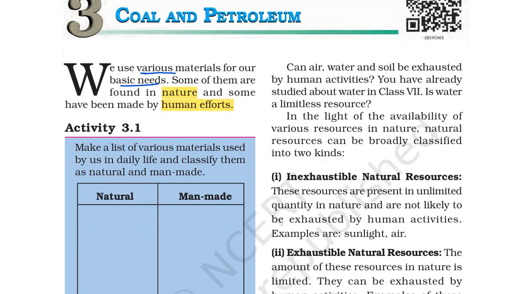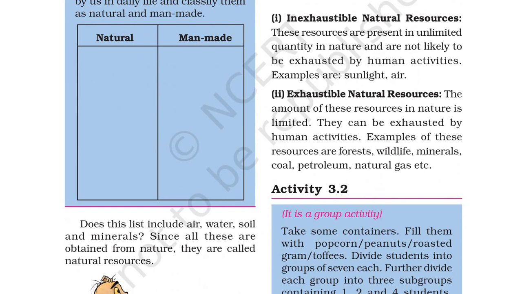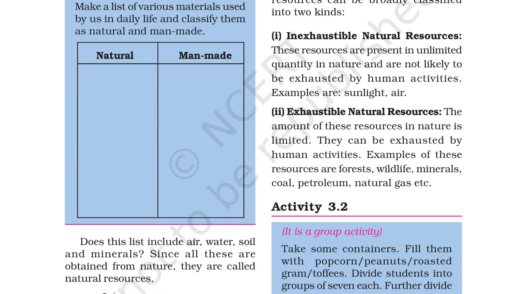So, we need to remember that we have two types of resources. One would be natural, another would be man-made. Natural would be like which we get from nature. That can be air, that can be water, that can be soil. Man-made, if we talk about whatever we are using, like laptop, we can have phone as well.